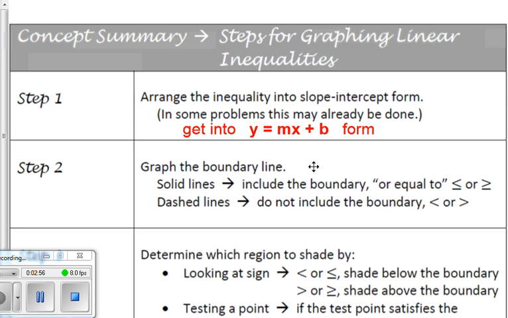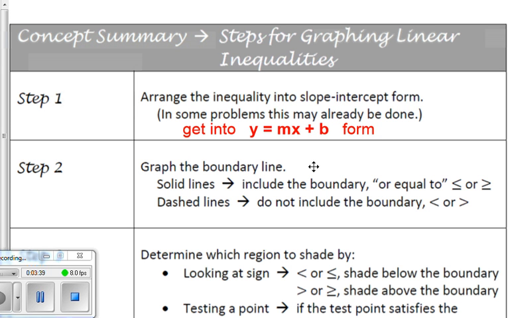So a concept map here, steps for graphing linear inequalities. Step number 1 is always to arrange the inequality so that we get it in slope-intercept form. In a lot of problems this will already be done for you. We'll already have y is greater than, or y is less than, or whatever it is, mx plus b form. But remember, this y equals mx plus b form is the one we're looking for. The only difference is it's not going to be equal to, it's going to be greater than, or less than, or less than or equal to, or greater than or equal to. It just won't have the y equals. It'll be one of our inequality forms.